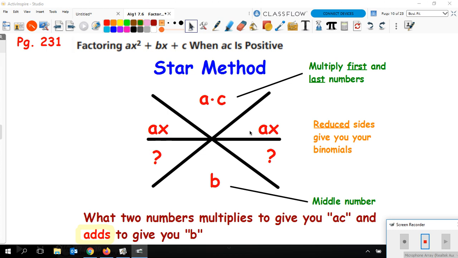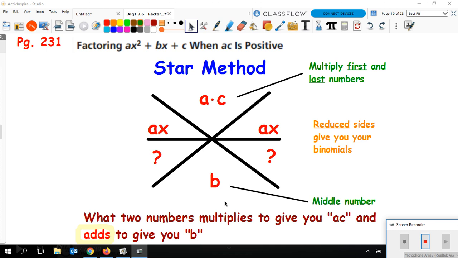It's just the same exact thing. And then underneath those, I put question marks here because that's where you're asking the question, just like we asked in the simple method: what two numbers multiply to give you the AC on top, that will add to give you the B number on the bottom.